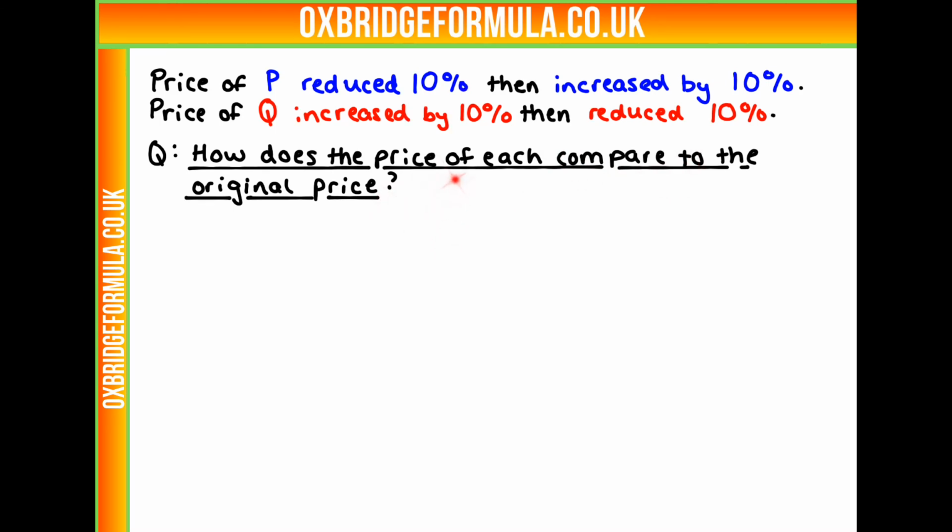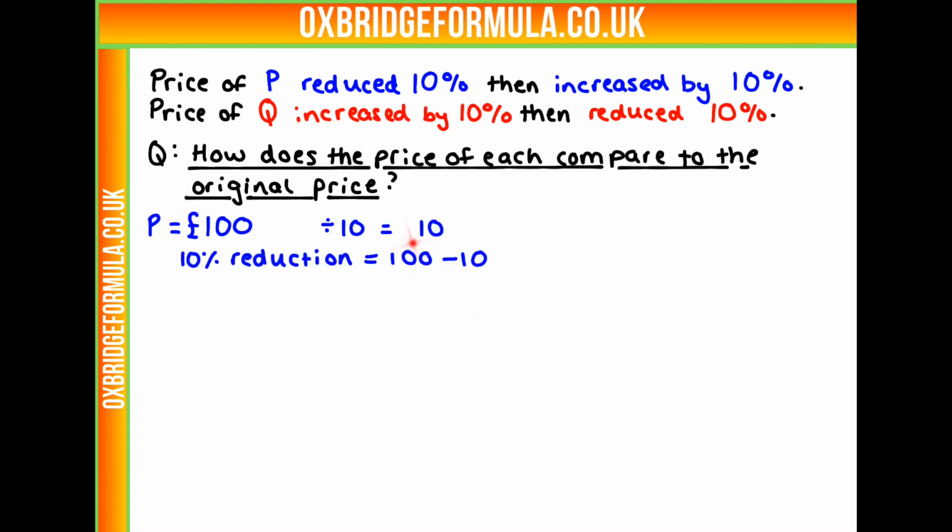So let's focus on these one at a time and calculate how the price is going to be different. So let's start with P. Let's say that the original price is £100, so that makes it easy for calculations. We want to find 10% of it in order to reduce it by 10%. So to do that, we just have to divide by 10, and that's going to give us £10. So for a 10% reduction, we just need to do the original, 100, take away our 10%, which is 10, and we get £90.